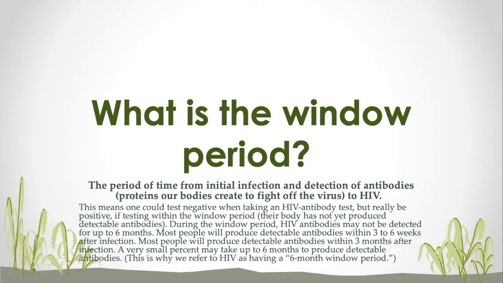So during the window period, the HIV antibodies may not be detected for up to 6 months. Most people will produce a detectable antibody within 3 to 6 weeks. However, some people take longer. The majority of people will produce detectable antibodies within 3 months after the infection, but a small percentage of people may take up to 6 months. So this is why we refer to HIV as having a 6-month window period, because it may take up to 6 months for you to test positive after acquiring it.